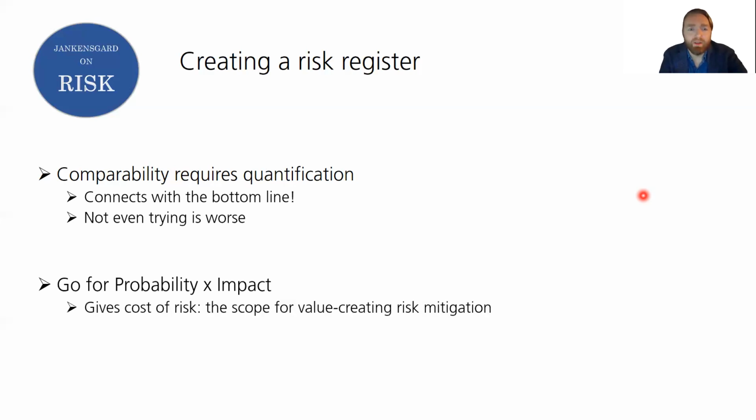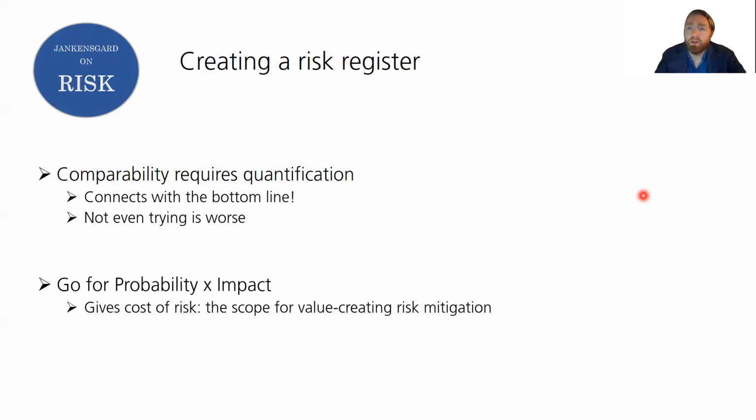Probability and impact, yes. If you take the product of those, that is referred to here as the cost of risk. Probability times impact is cost of risk. And that gives you an indication of the scope for value-creating risk mitigation. The higher this number, the more you can reasonably spend. You can defend spending a larger amount on risk mitigation when the cost of risk is higher, right?